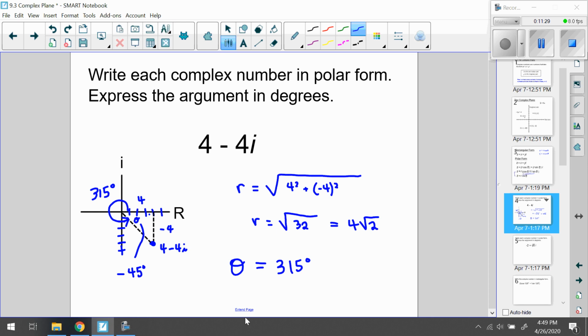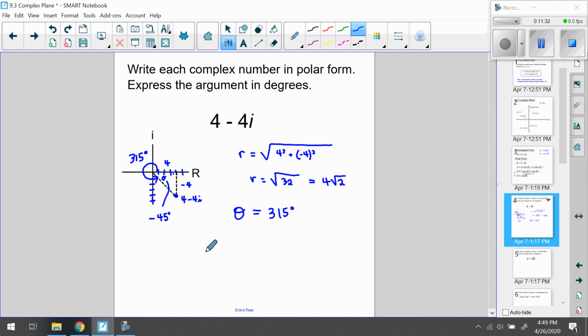So if we have that, I'm going to use that cis notation that I just referred to. So my coordinate is going to be r cis theta. I could say z equals 4 root 2 cis 315 degrees. And that's our answer. This is our polar form of this complex number.